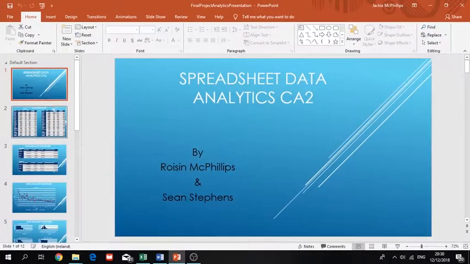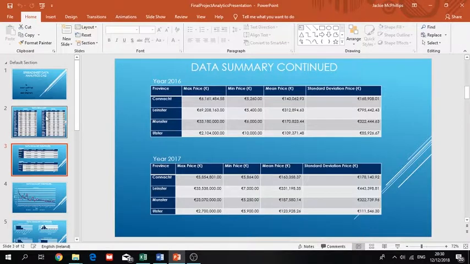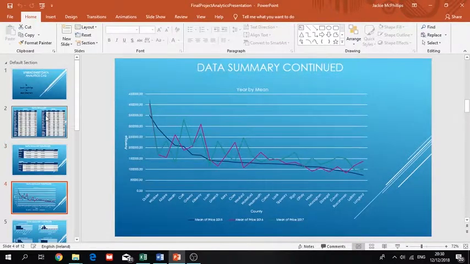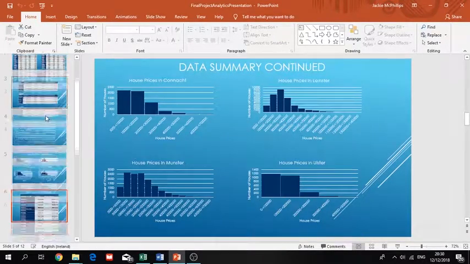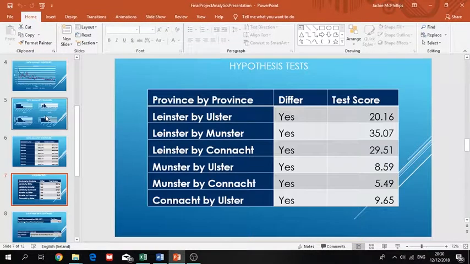I then did the PowerPoint presentation. This is my first sheet, so I did step by step. This is step 3, part 1, step 3, part 2, step 3, part 3, step 3, part 4, and step 3, part 5. I then brought over step 4, the hypothesis testing.